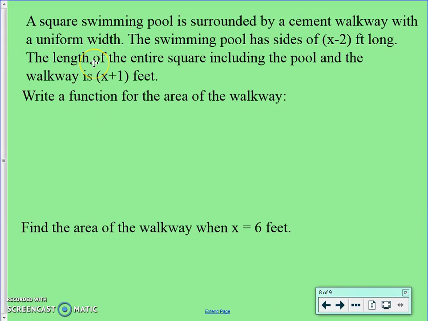So let's start by drawing a picture. The best thing we can do in these situations is draw a picture of what we have. We don't have to be a great artist, but we can draw a square swimming pool.